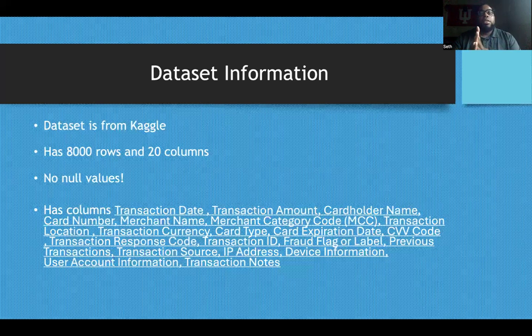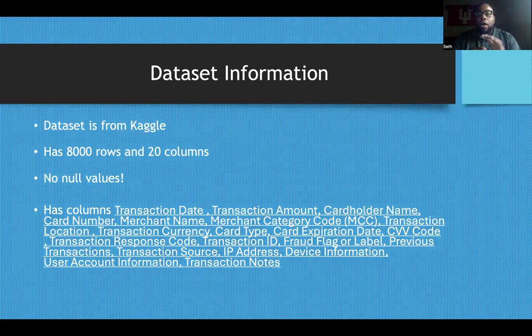All right. So the data set that was chosen to carry this out is a data set from Kaggle. It has 8,000 rows and 20 columns. Of particular interest is that none of them have any null values, which I particularly like. And here are the column names. Not all of these columns will be used for the analysis.